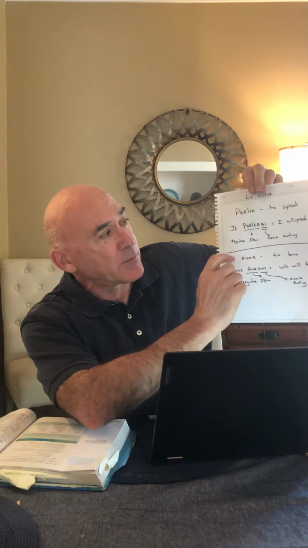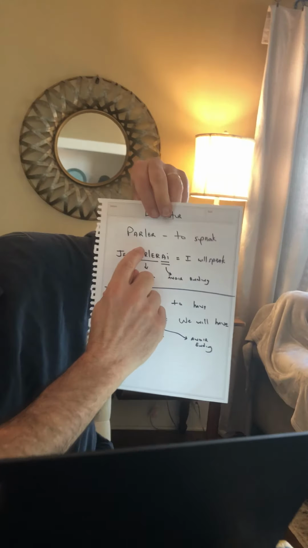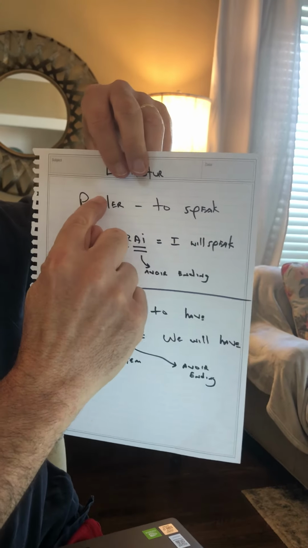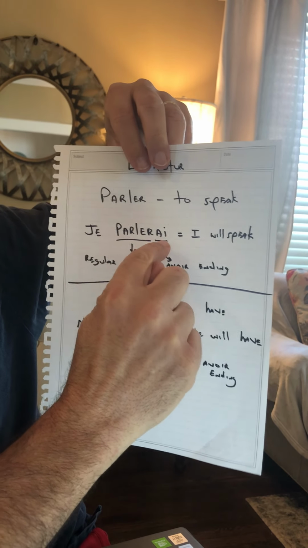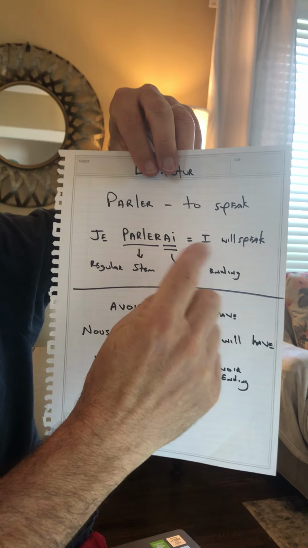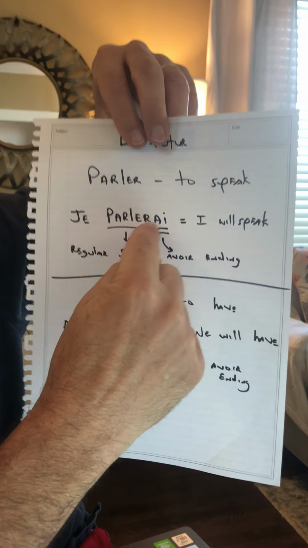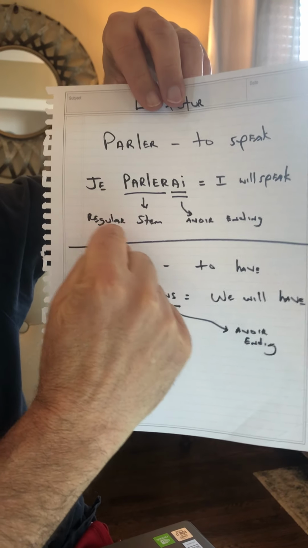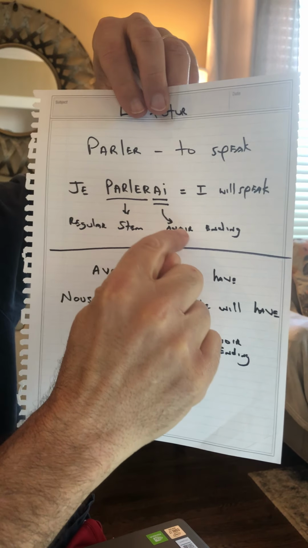And it is so easy because, take parler, for example. As you see there on page 514, it's a question of taking the whole verb, the whole thing, and just adding the appropriate avoir ending that agrees with the subject. So if I wanted to say, I will speak, I would say, je parlerai. It's the regular stem and an avoir ending.